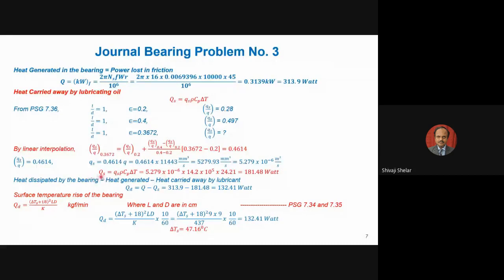Therefore, the heat carried away by lubricating oil, that is Qs, small Qs, is this value, 5.279 into 10 raised to minus 6 into rho Cp. This product is available in the data book. The rho Cp product is available in the data book. That is equal to 14.2 into 10 raised to 5, into delta T. This we have calculated previously.